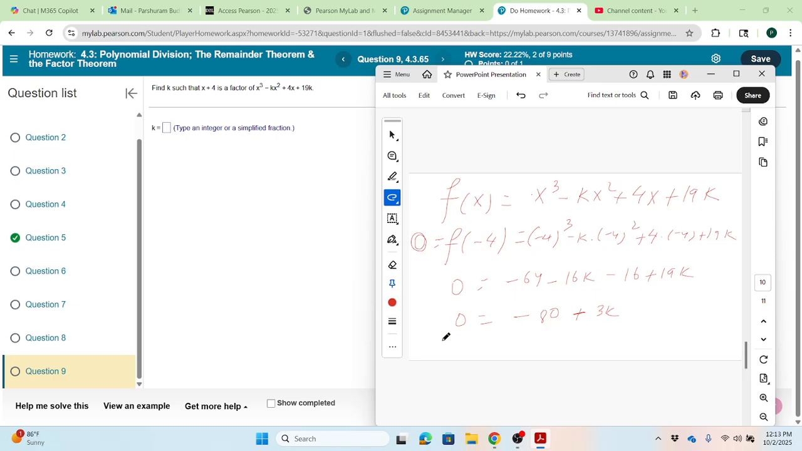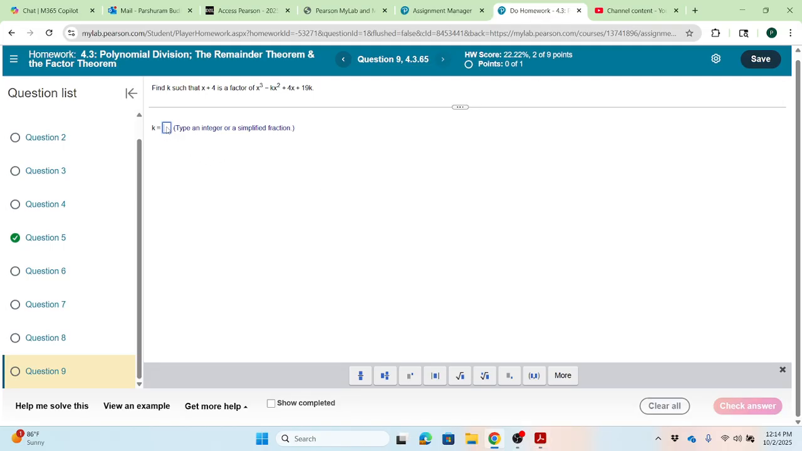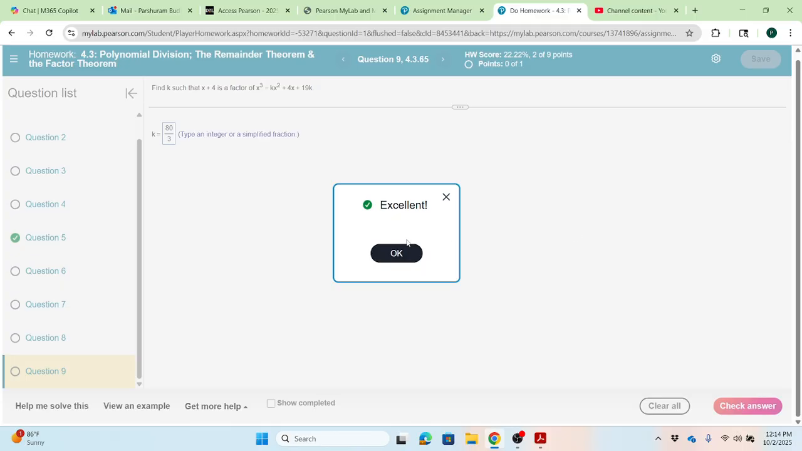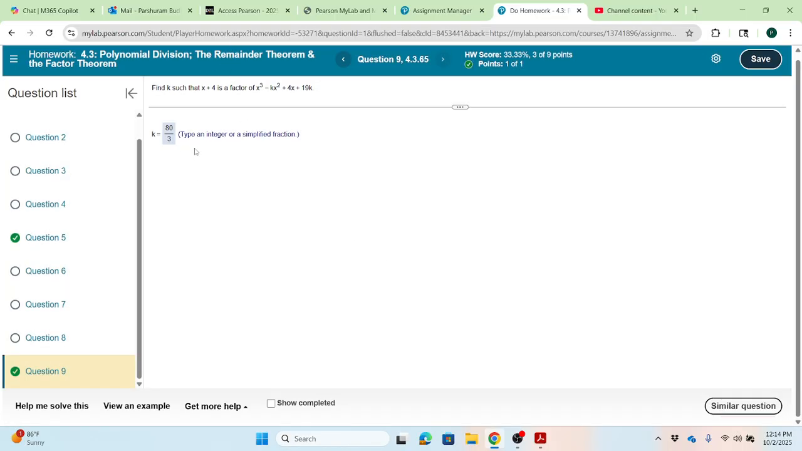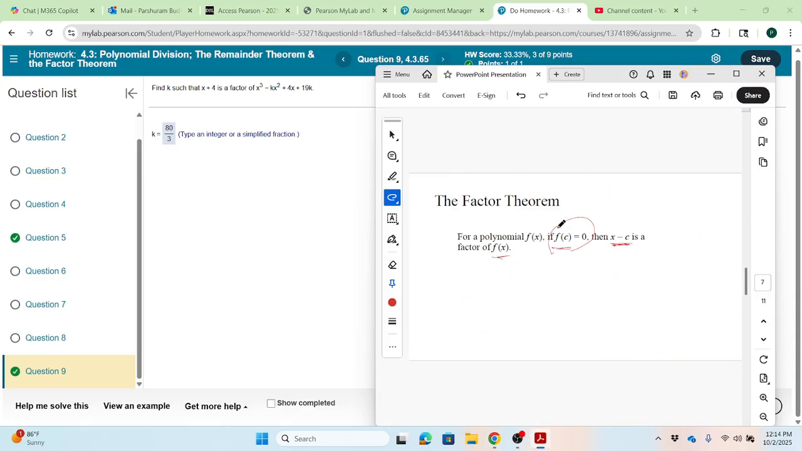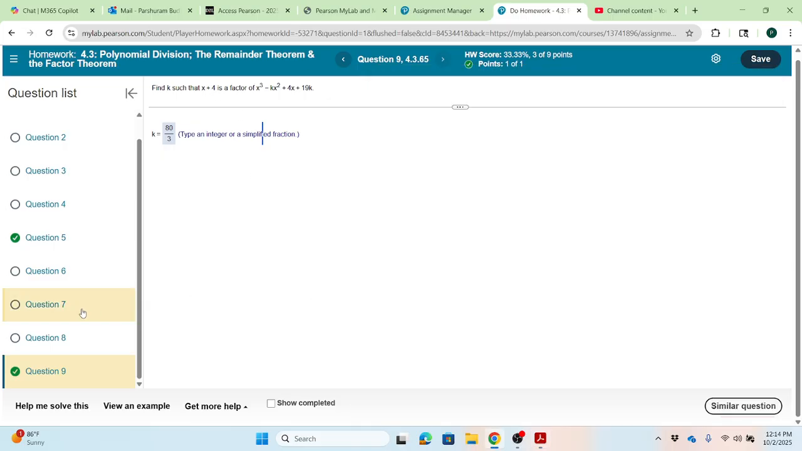So bring this negative 64 to the other side, positive 64. So that will be 3k equal positive 64, and then divide both sides by 3. So that would be your answer. 64 over 3 is the value for the k. And that's a simplified fraction. And that can be done because we know x plus 4 is the factor. And if something is a factor, then the value of f of c is supposed to be 0, where c is coming from here; since there is a plus sign, you have to make it minus. That's all for this section.